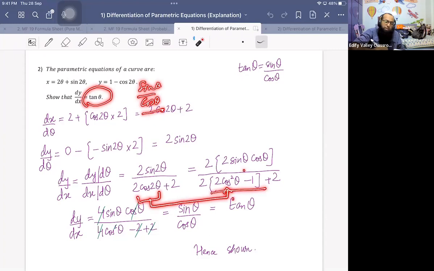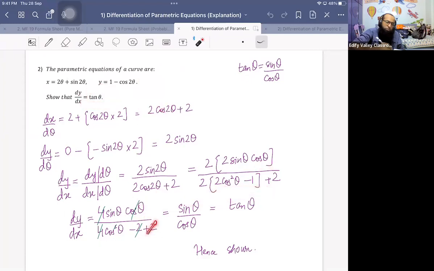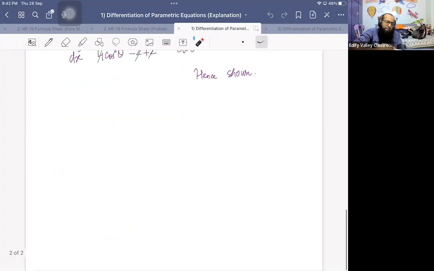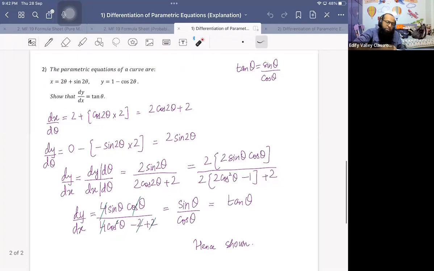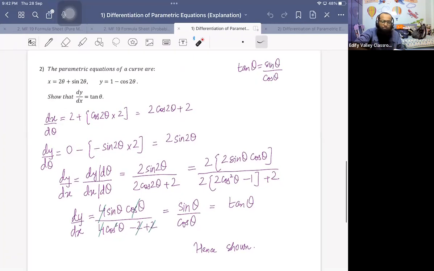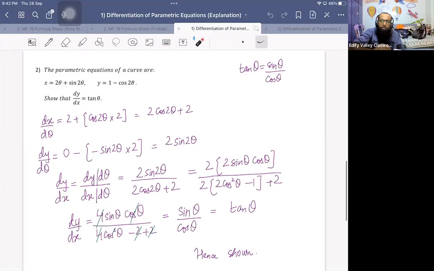Then we have simplified it to get 4 sine theta cos theta upon 4 cos square theta minus 2 plus 2. The minus 2 plus 2 got cancelled. Then 4 got cancelled. Cos theta and cos square theta got cancelled. Sine over cos was left. And then we have converted to tan theta successfully. In the explanation, this was the second example. And alhamdulillah, the explanation of parametric equations has been covered. Just copy it down and write clear and done, so we can move forward towards the past paper questions.